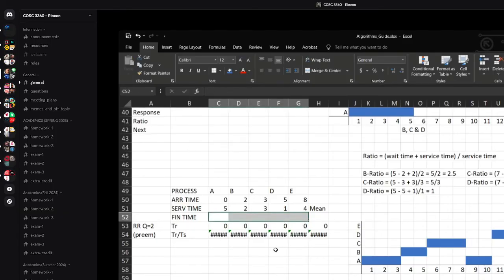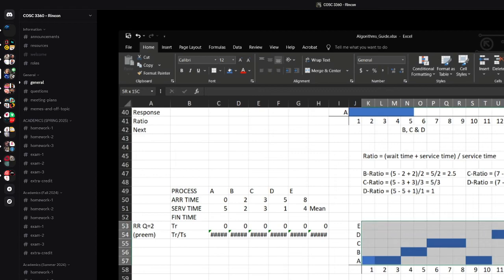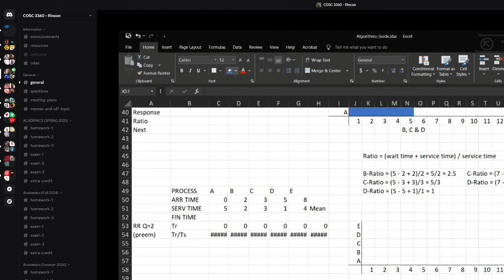Finish time, who cares about this. Okay, so get rid of this. Okay, so if the quantum is equal to 2 now, we're going to run A first, naturally, right? So we're going to run 2, right?